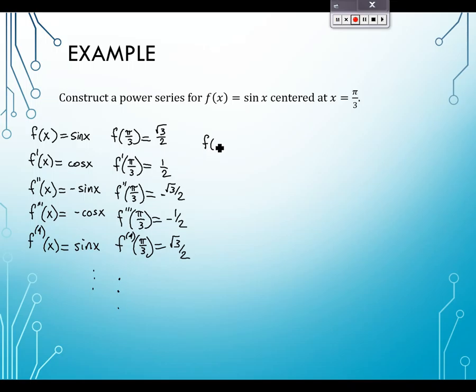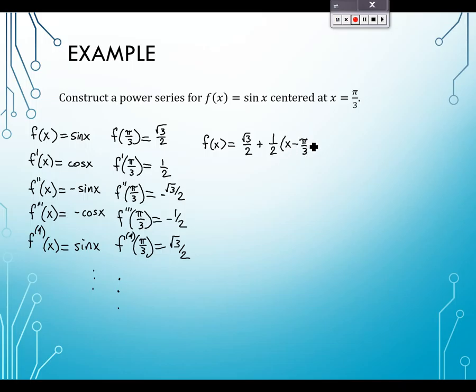f of x, here's the power series. Instead of sine x, we could write root 3 over 2 plus... what? Who's got it? Someone want to volunteer? Just read this off. Go ahead. 1/2 x. Close. Oh, is it over? No, not yet. Maybe you're about to say. Oh, 1/2 x minus pi over 3.